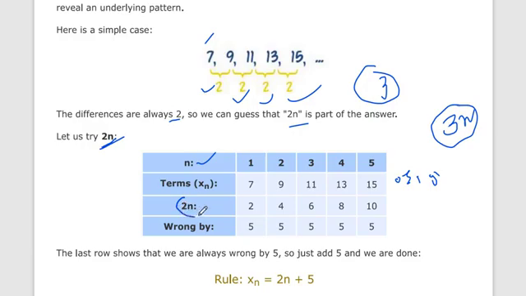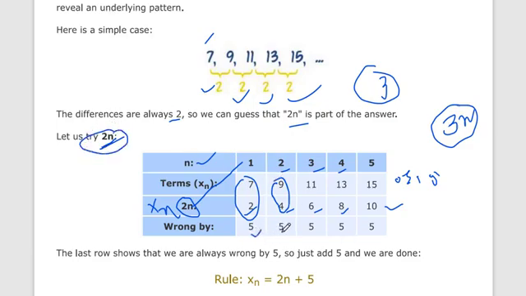Okay, and our 2n. If n is equal to 1, then it becomes 2, then 4, 6, 8. Now what is the difference from the original series? By applying xn is equal to 2n, we get this sequence. So what is the difference between the original and this 2n? You can see that we always have a difference of 5. It is lesser by 5.